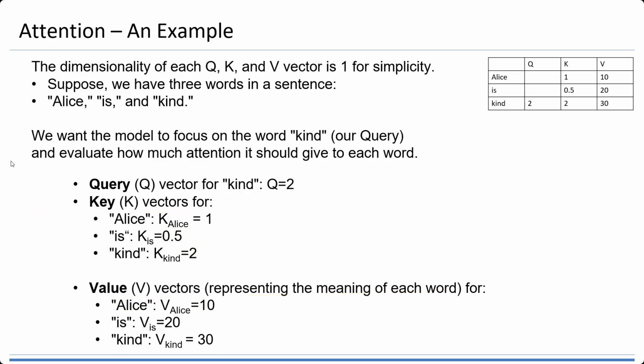Now I can represent those values in a table like this one. Alice is kind. The Q, or the query, gives a value of 2 for kind, but no value for the other words. For the K, Alice is 1, is is 0.5, and kind is 2. For the V, here we have 10, 20, and 30.